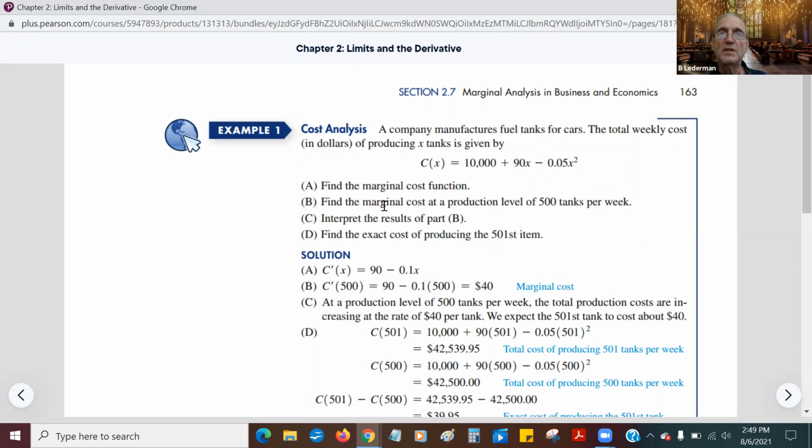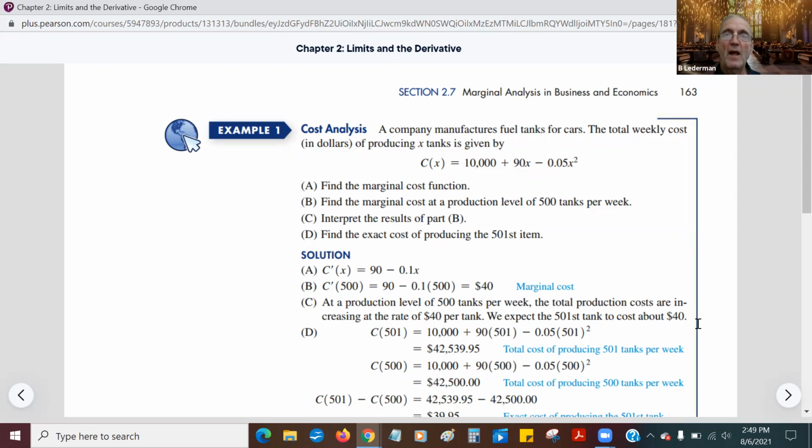Find the marginal cost at a production level of 500 tanks per week. Well, that just means go to C prime and plug in X equals 500. You get 90 minus 50, which comes out to 40. That's the marginal cost. And interpret the results. So at a production level of 500 tanks per week, the total production costs are increasing at a rate of $40 per tank. We expect the 501st tank to cost about $40.